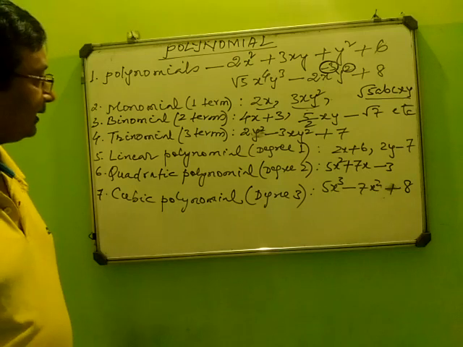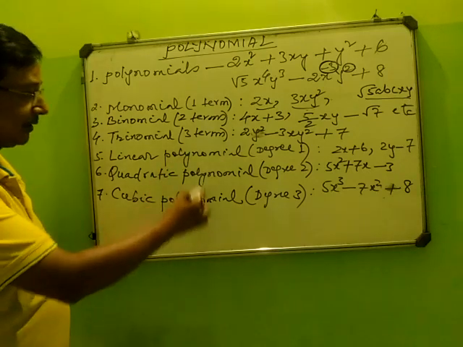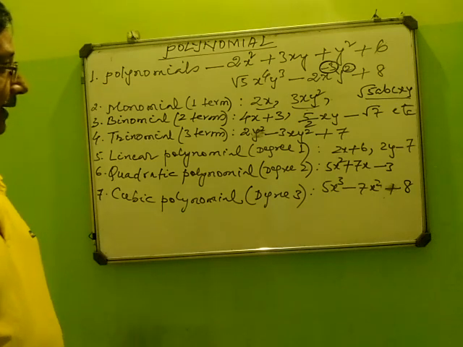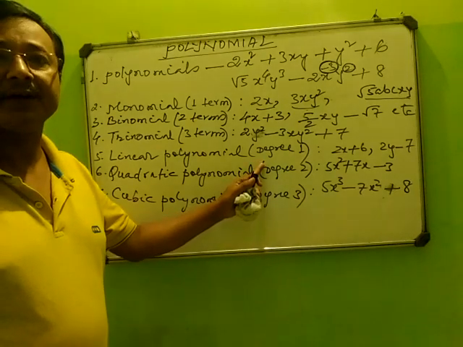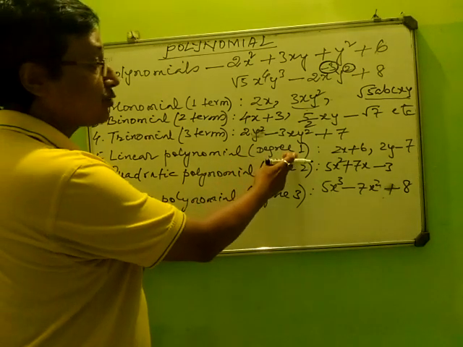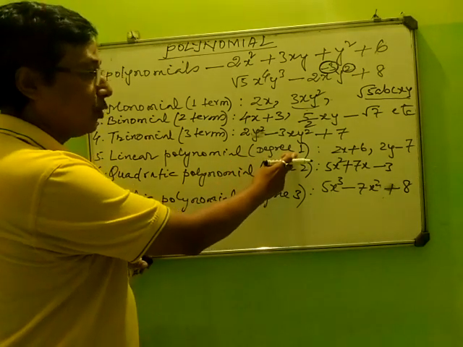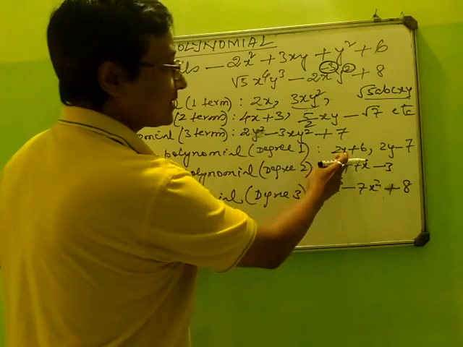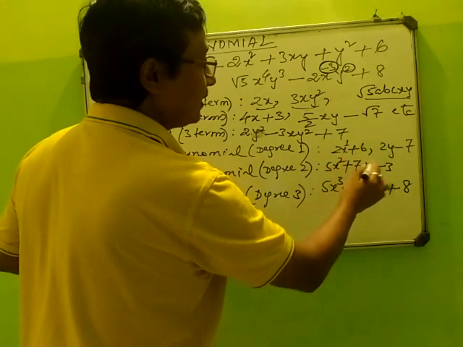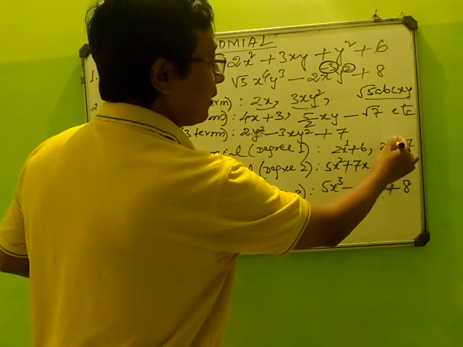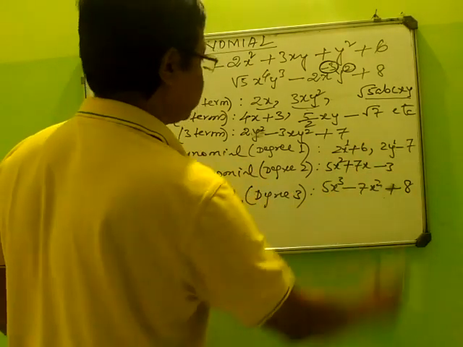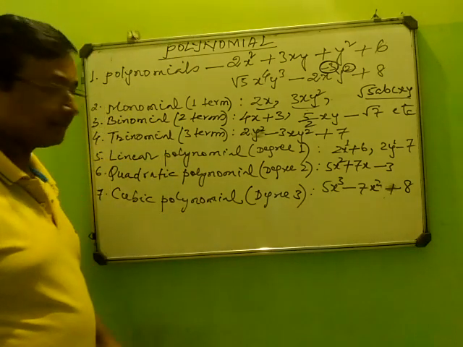Then again, polynomials based on the degree. So degree, as I have told you in the last class, that degree means the highest power of the variable. So now here the degree is 1, so the highest power of the variable, which means there is x, there is y. So in 2x plus 6, the power is 1, and 2y minus 7, the power is 1. So that is why here the highest power of the variable is 1, it is called linear.